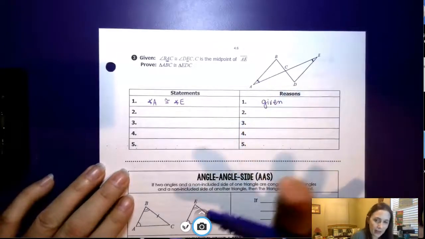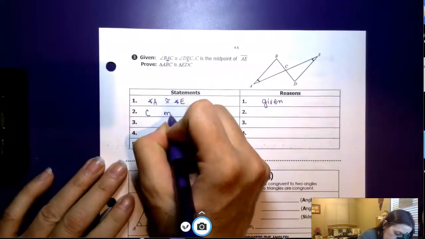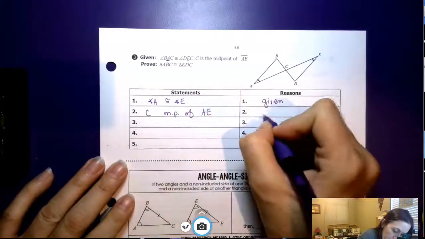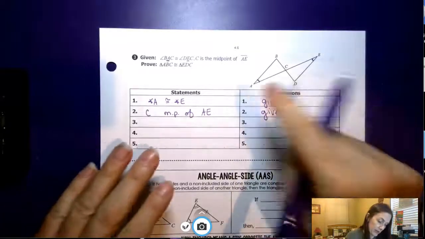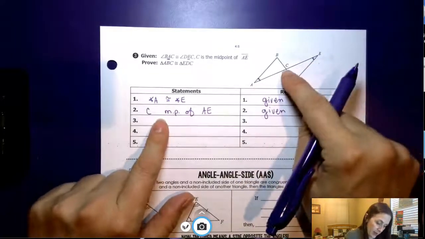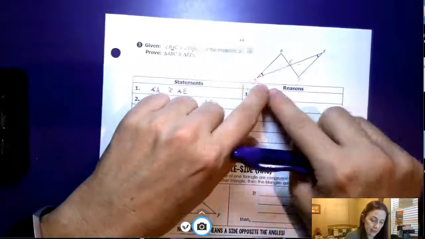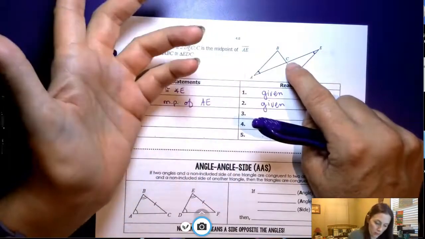And I don't usually like to split up my given, so I'm going to go ahead and put this next one here. C is the midpoint of AE. Again, my reason is given. So these two, C is the midpoint of AE. It doesn't tell me it's the midpoint of BD. It says AE. So if I know C is the midpoint, what do I know?